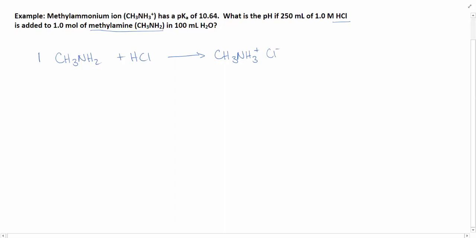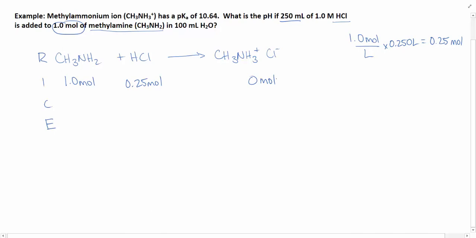And so if I draw in my RICE table, the reaction, initial, change, and equilibrium, I started with 1 mole of methylamine, so 1.0 mole. I need to figure out how much HCl I started with. I have 1.0 molar, so 1 mole per liter HCl, and we have 250 milliliters of it, so that's 0.250 liters. So that means we are adding 0.25 moles of HCl, so our initial is 0.25 moles of HCl. And we start with no conjugate acid.